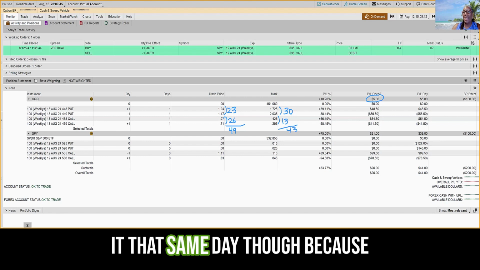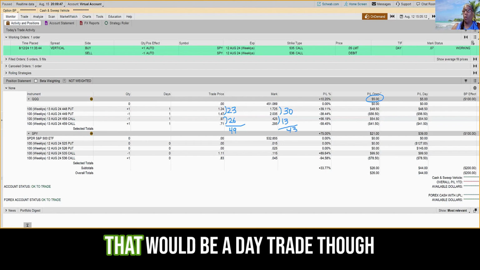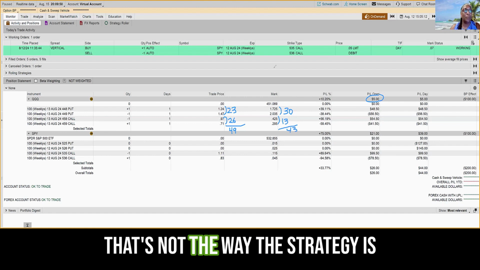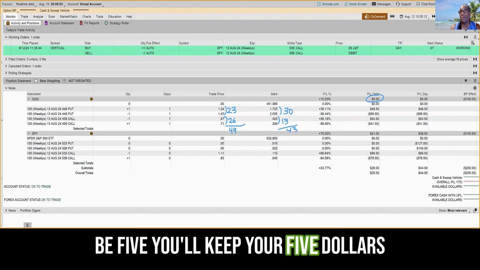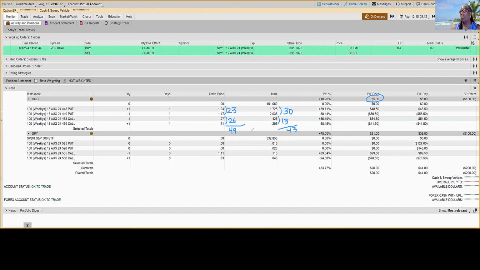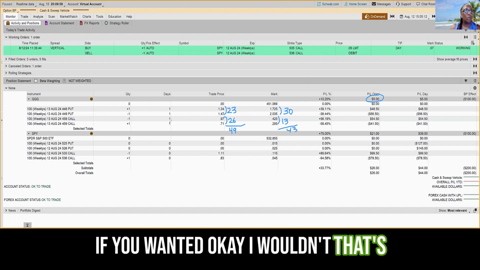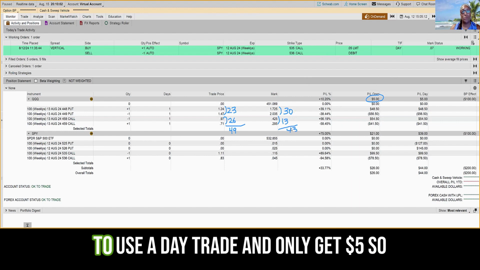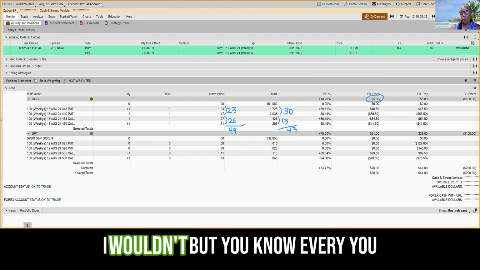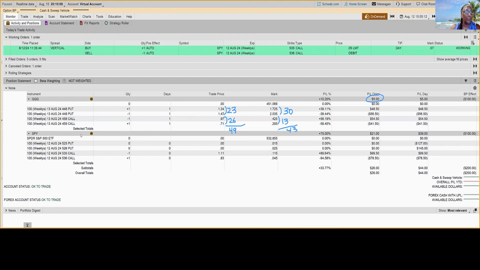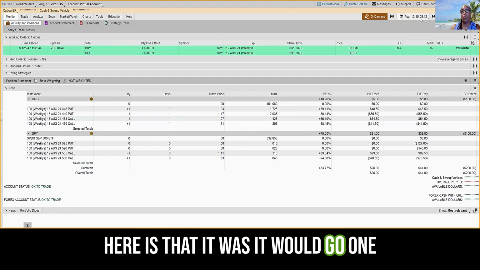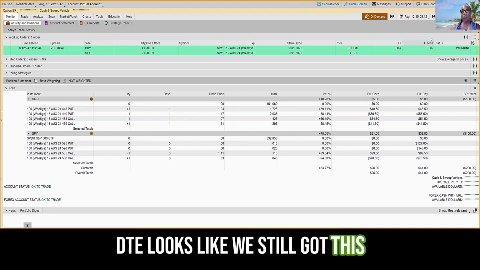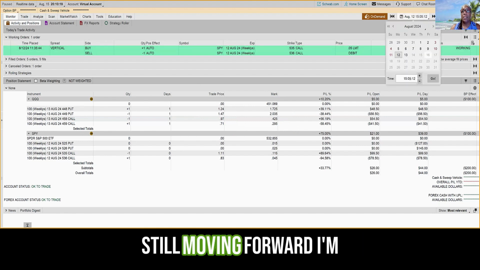You're not going to close it that same day though, because unless you wanted to, that would be a day trade. That's not the way the strategy is designed, but you could close it and keep your $5 in profits if you wanted. Okay. I wouldn't. That's not the plan. The plan is not to use a day trade and only get $5. So I wouldn't. But you're the CEO of your own portfolio. The whole setup for this strategy is that it would go 1 DTE. Looks like this trade is still moving forward.